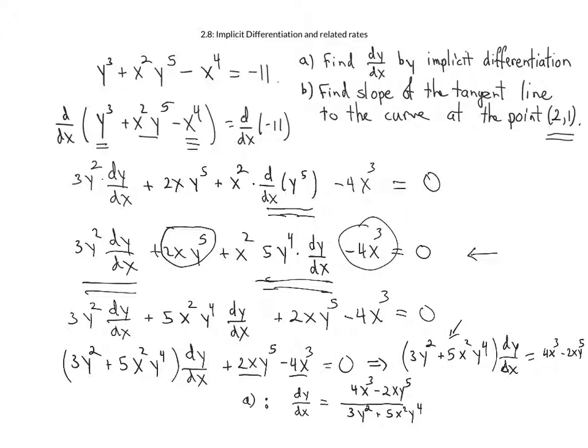The only thing left to do in order to solve part B is to plug the values x equals 2 and y equals 1 into the right-hand side. And I'll do that last step over here. And after simplifying, the slope of the tangent line to the curve at the point 2, 1 is exactly 28 over 23. And that's the answer to part B of this example.